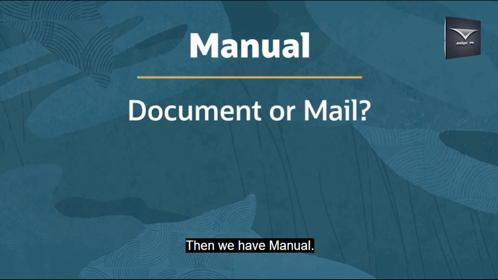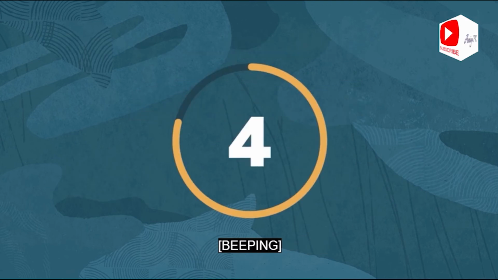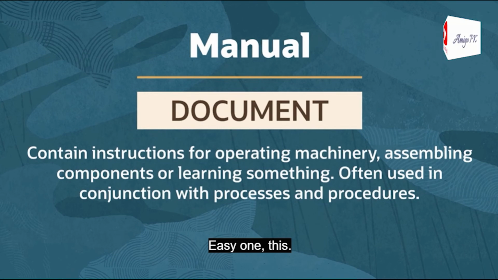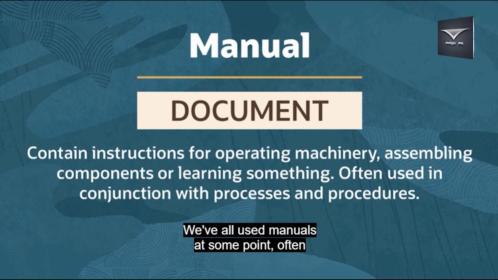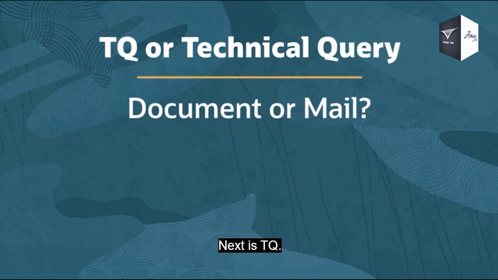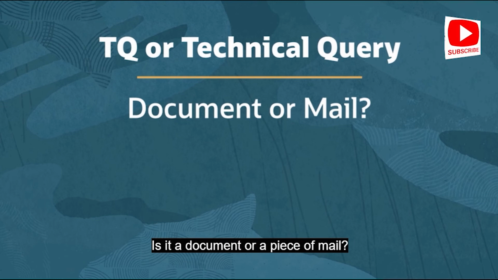Then we have manual, document or mail. Easy one this. It's a document. We've all used manuals at some point, often alongside processes and procedures. Next is TQ. Is it a document or a piece of mail?